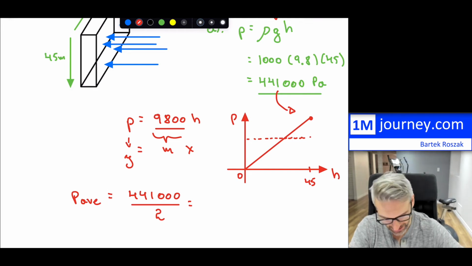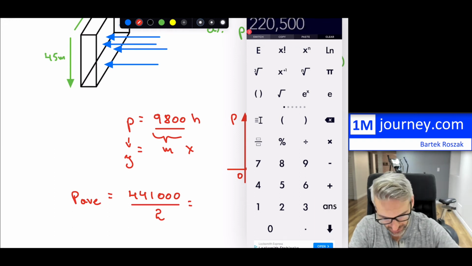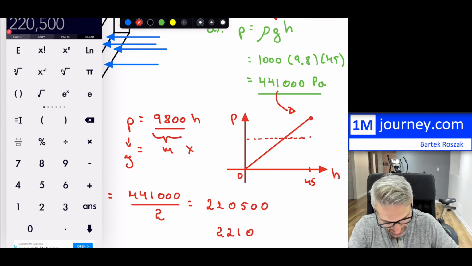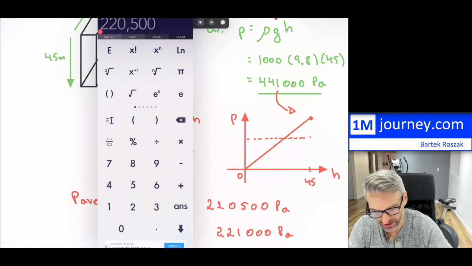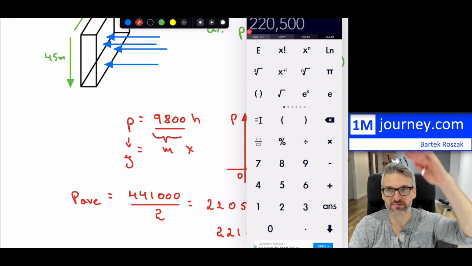And we would get exactly the same thing. So we can take this answer, divide it by 2, and there you go. So it's going to be 220,500. You want to round to 3 significant figures, so 221,000. That's going to be pascals. But let's keep that on the calculator, maybe we need it for the next one. So that would have been the average pressure on the dam.